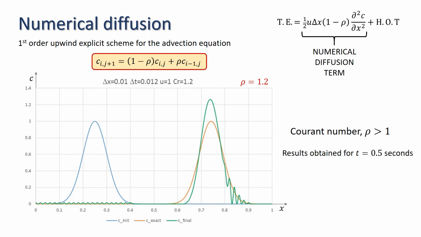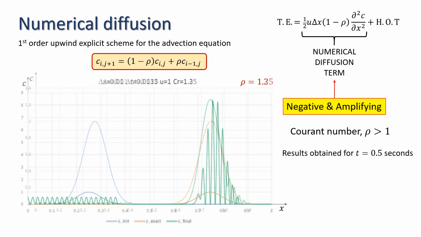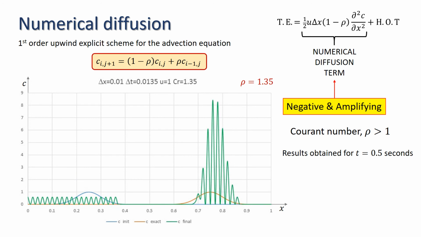Third, we have a Courant number greater than 1, in this case 1.2. Here the local truncation error is negative and has an amplifying effect, leading to instability. Finally, we see an example with a slightly higher Courant number, showing more clearly the oscillations and amplification that lead to instability.